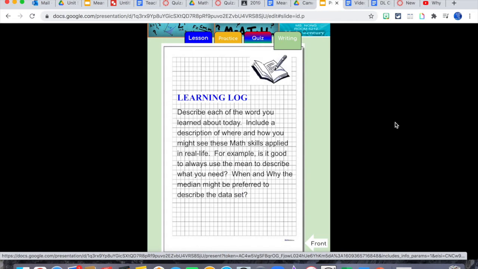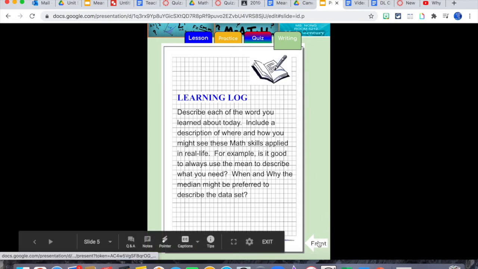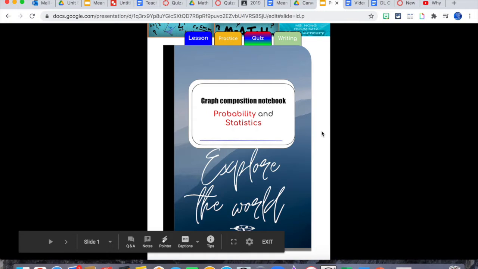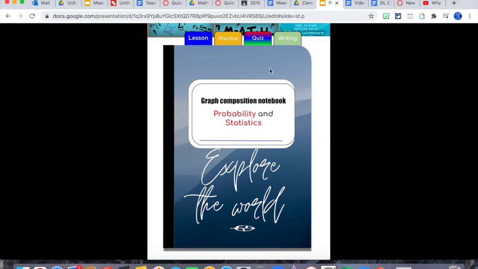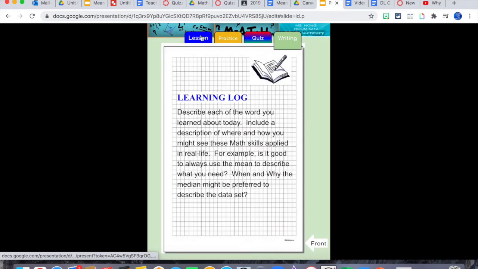On the writing tab, please follow your teacher's directions, and sometimes we will ask you to write and turn it in randomly to get credit. Of course, here's the front if you want to get back to the very front cover page again. And again, each of the tabs, when you click on it, should work for you.